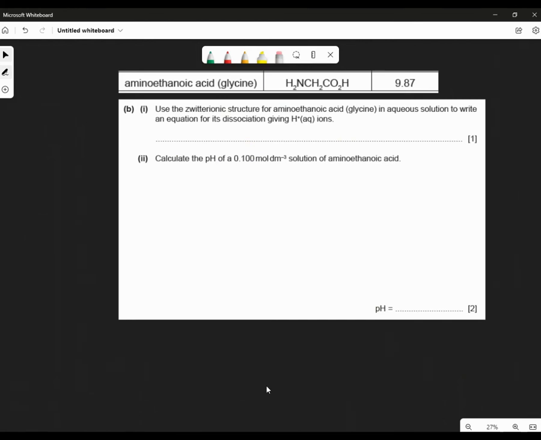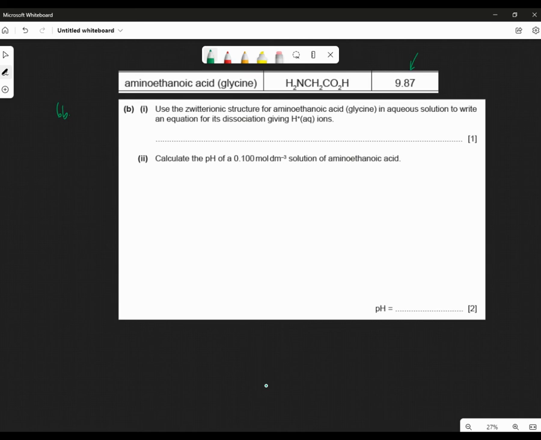Okay, this is the second one. I think this is question 6b. Same paper as before. This is aminoethanoic acid or glycine, and it has a pKa of 9.8. Use the zwitterionic structure for aminoethanoic acid in aqueous solution to write an equation for its dissociation, giving hydrogen ions.